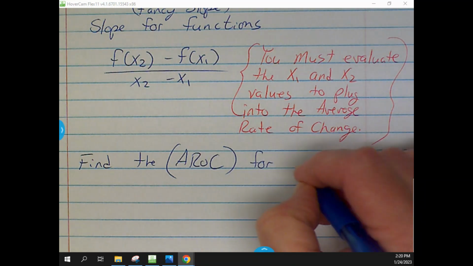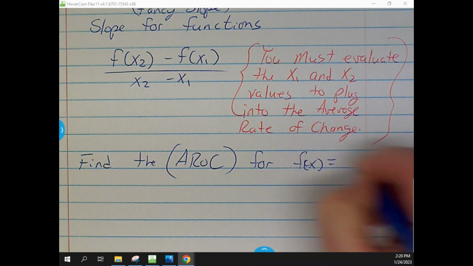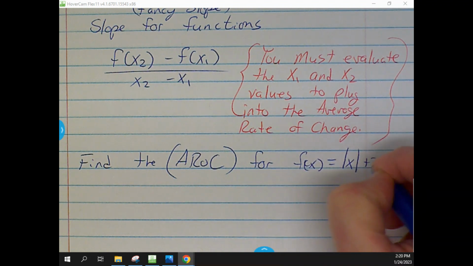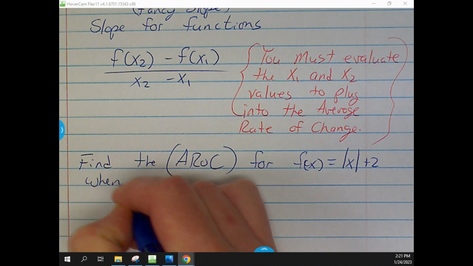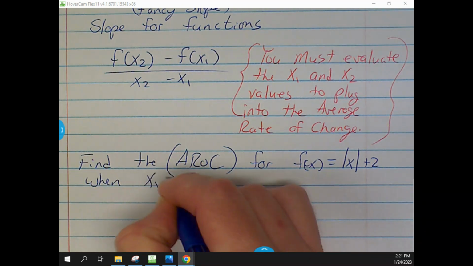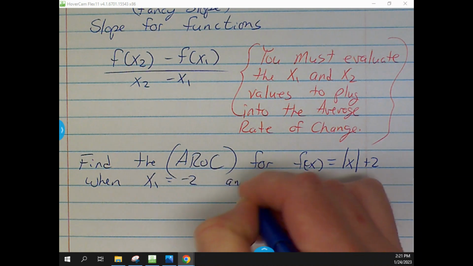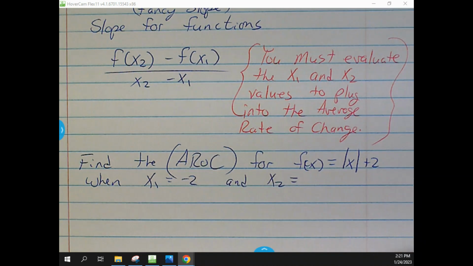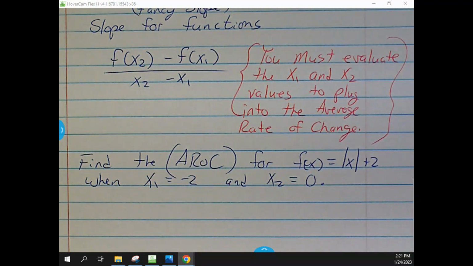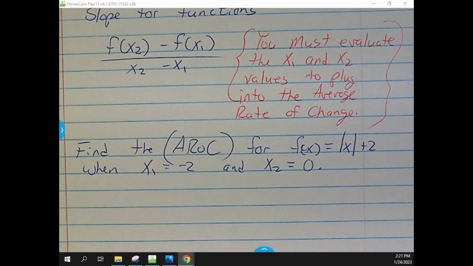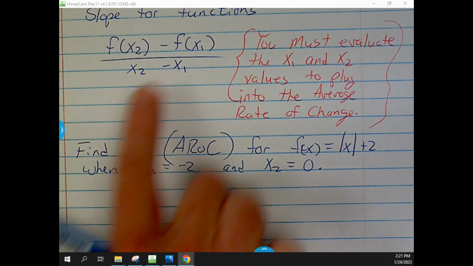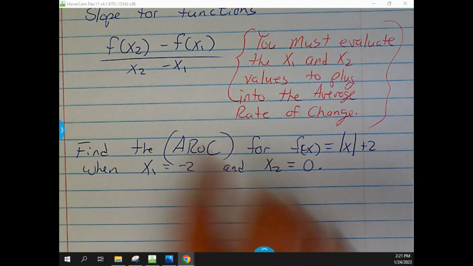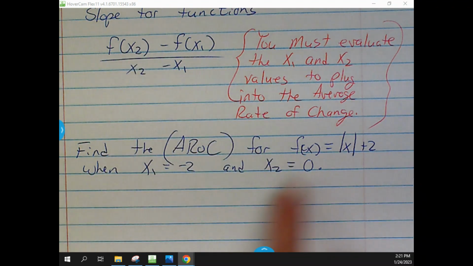We just got finished working with some absolute value parts of it. So let's say we're going to find it for f of x equals absolute value of x plus 2. And then they're going to tell you when x1 equals negative 2 and x2 equals 0. Okay, so that's the big difference. You've got x1 and x2. So basically, you've got to figure out what f of x1 is and what f of x2 is by plugging in these numbers one at a time into this function.